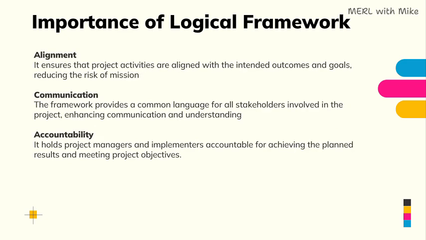Alignment, another importance. It ensures that the project activities are aligned with the intended outcomes and goals, reducing the risk of mission drift. Communication: when you have a properly structured logical framework, it's easy for you to communicate this to the stakeholders, right? Because it's clearly defined in simple language, they will be able to understand. Accountability: it holds program managers and implementers accountable for achieving the planned results and meeting the objectives.